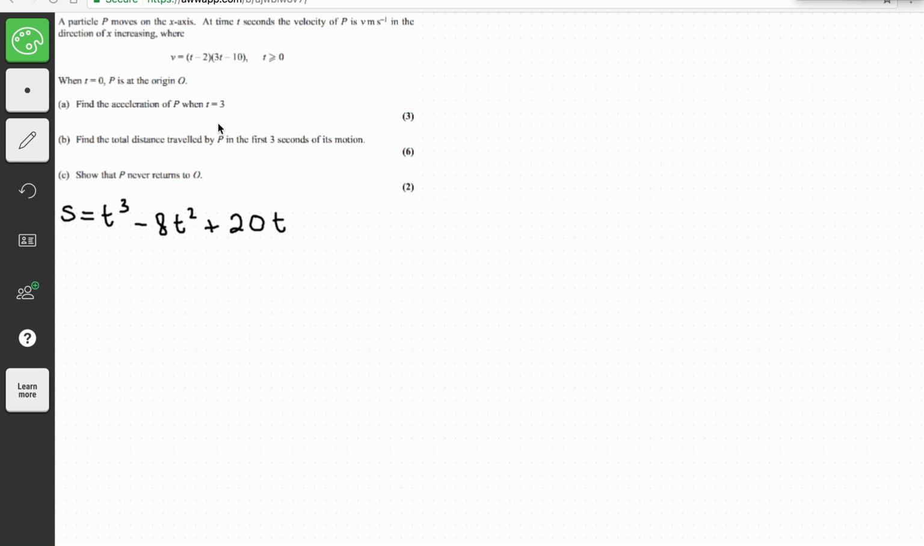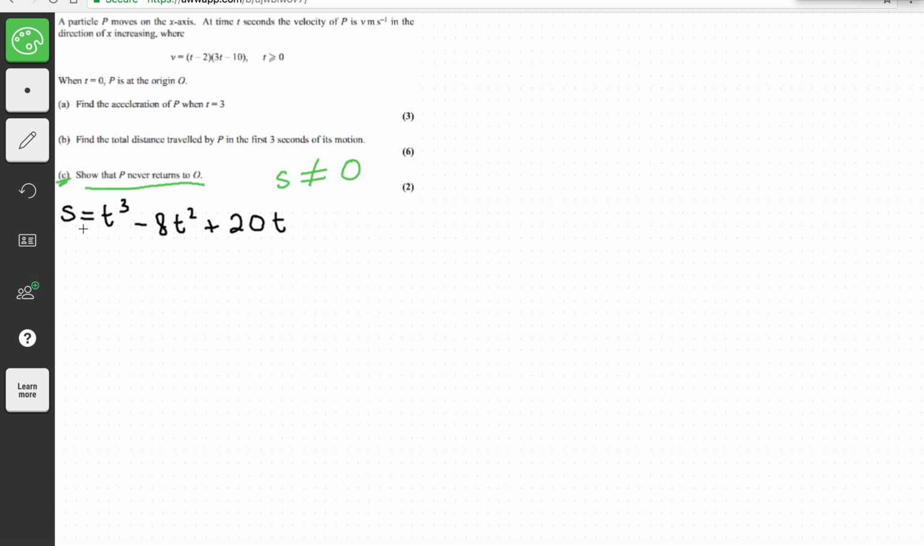Hi. So we have to do part C now. We left at part B in the previous clip. In part C, they're asking us to show that P never returns to O. And in order to do this, to show that P never returns to O, we have to show that S never equals 0. How do we do that?